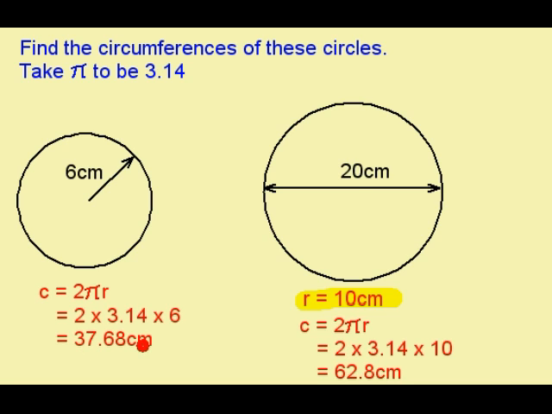On the second one, you need to make sure you've worked out the radius. The radius is 10 centimetres. So we've got 2 times 3.14 times 10, and that gives us 62.8 centimetres.